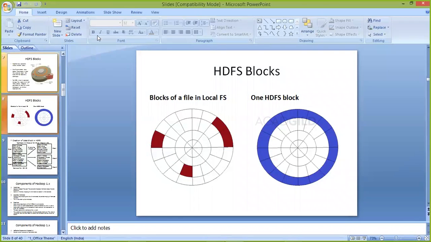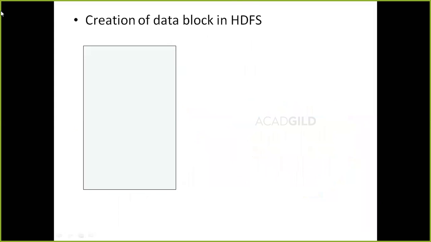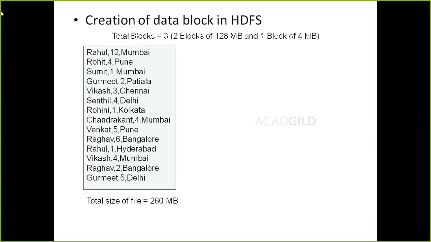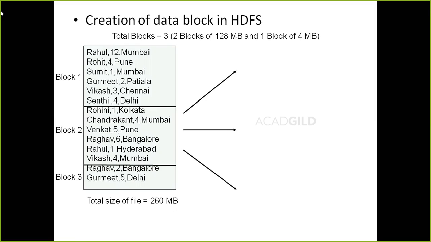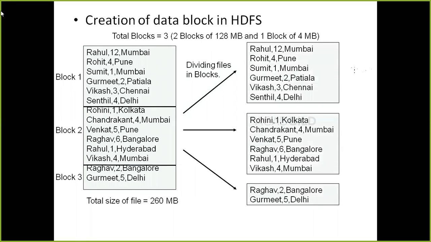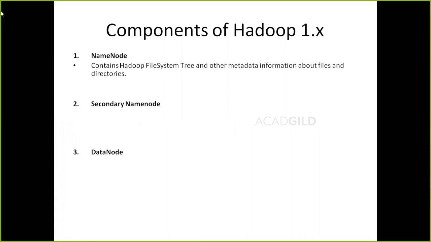So we have a graphical representation to show you how the blocks are stored. Suppose we have a file with some data, like employee name, experience, location. The data we need not worry about. The size of the file is 260 megabytes. If the block size is 128 megabytes, it will be decomposed into 3 blocks, where 2 blocks will be 128 MB and 1 block will be 4 megabytes. So these are the 3 blocks of the file.